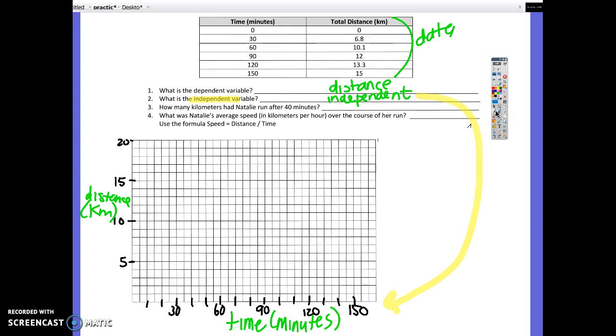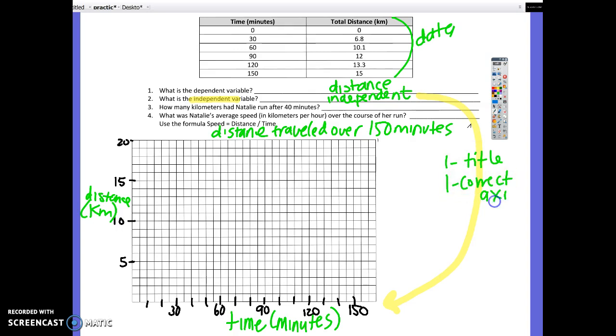So another thing that this graph would need is a title. So you could just put, it doesn't really matter, Distance traveled, I'll just put over 150 minutes. Some kind of a title. So we've got 1 point for the title. You would get 1 point for putting the correct thing on the correct axis. In other words, time on the x and your distance on the y. Then you would have gotten a point for correctly labeling.